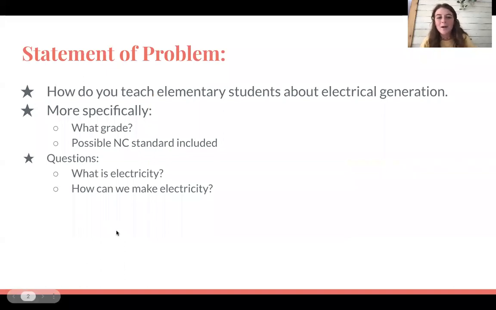Okay, so my problem is how do you teach elementary students about electrical generation? So I kind of want to refine this statement of problem a little bit more, like what grade exactly, and then possibly include a North Carolina standard in that. So just including a standard and taking things from this class, but also applying it with an actual standard. And some of the questions that would be a part of this would be what is electricity? How can we make electricity? And those would be what I'd want my students to be able to answer after.